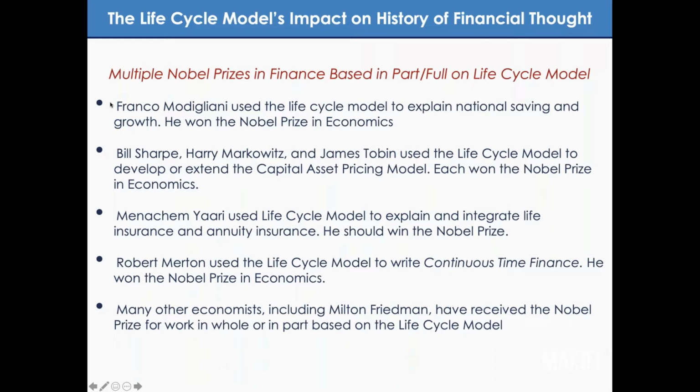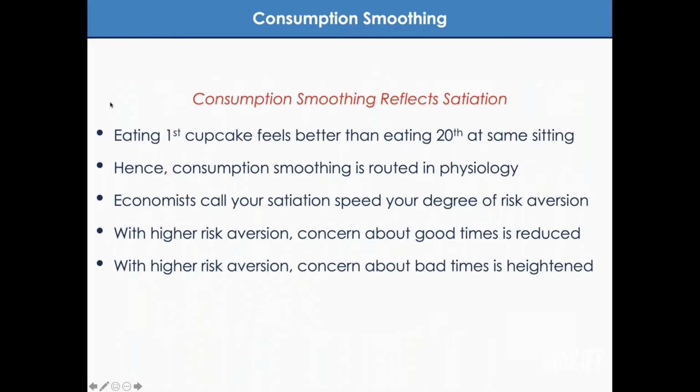So we've got other people like Milton Friedman, who may be more of a household name to many of you, who won the Nobel Prize for work in part on his permanent income hypothesis, which is just a variant of the life cycle model. So with that little short history, let me just recall what consumption smoothing, and I've mentioned this the last couple of webinars, is about. It goes back to being satiated.